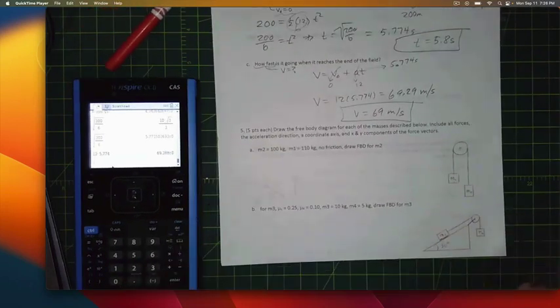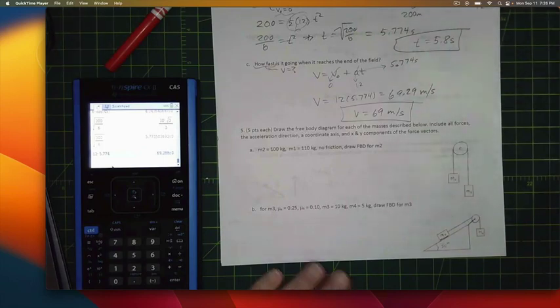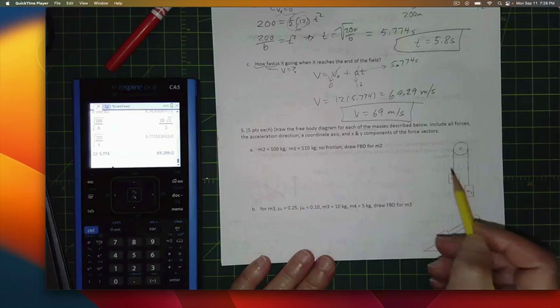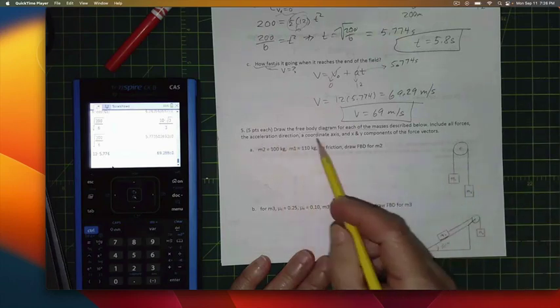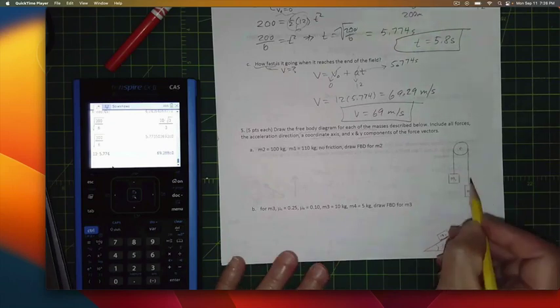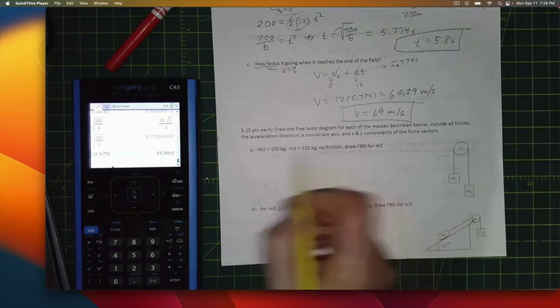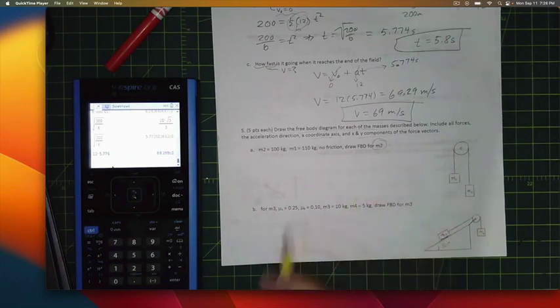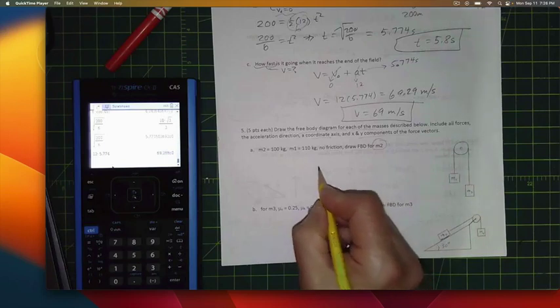Okay, let's look at number 5. Draw a free body diagram for each of the masses, include forces, acceleration, direction, coordinate axes, x and y components of force vectors. We've got 2 masses, M2 and M1, of a certain size. Draw the free body diagram for just M2. So we're just doing one of them.